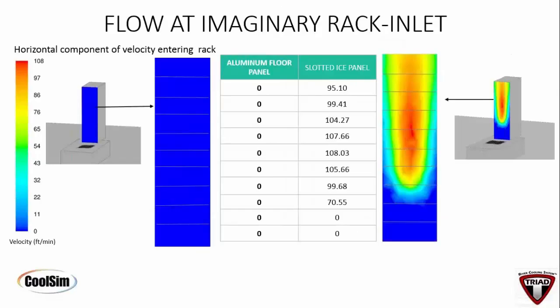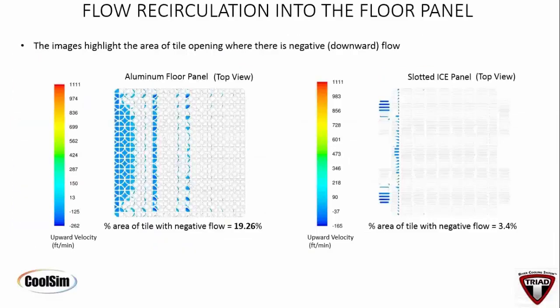And again, we showed you compared to the ice panel, there's no air going into the rack compared to the ice, which is delivering good air into the rack all the way up. This was also an interesting plot. We're looking at area of recirculation here. So these are negative numbers.